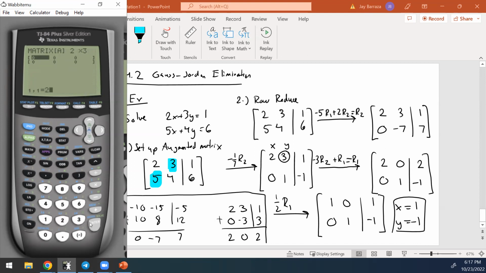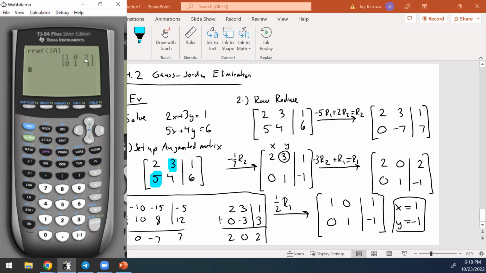So our original was 2, 3, 1, 5, 4, and 6. Then you quit. You go to second matrix. You go to math. Go all the way down to RREF, second matrix, the first one, and look at that.